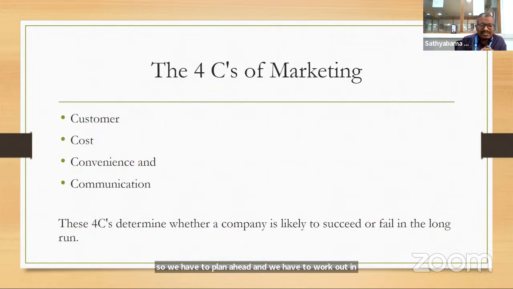Next is convenience, where how convenient it is to get your product. So whether the usage of a product is convenient. These are the ways in which it should be easily used. Next is communication. Whatever the communication, either from the buyer to the customer or the customer to the buyer, it should go both ways, and it should reach from end to end in an effective manner. So communication plays a vital role.